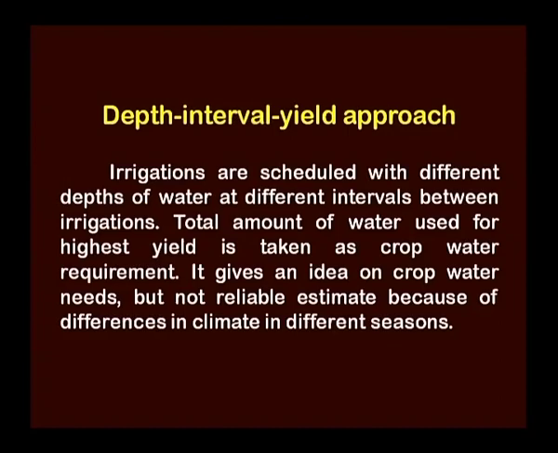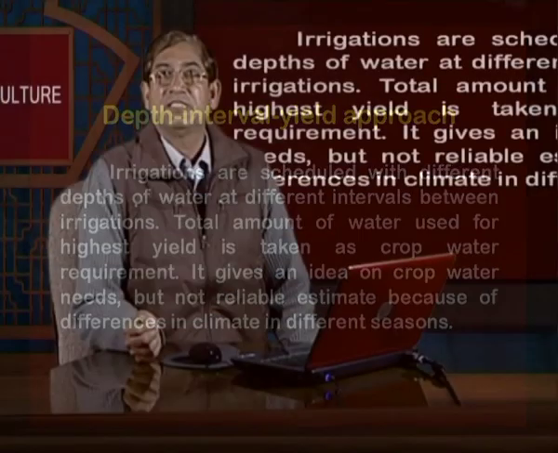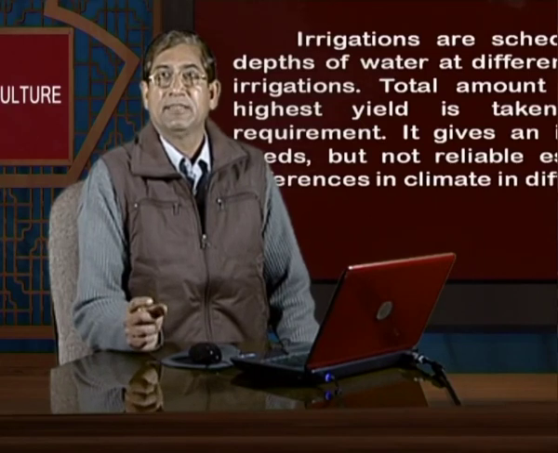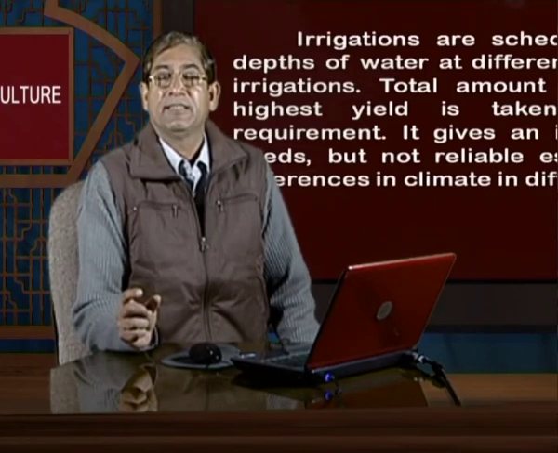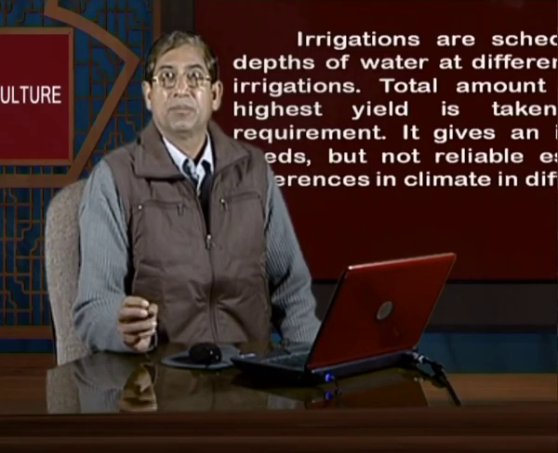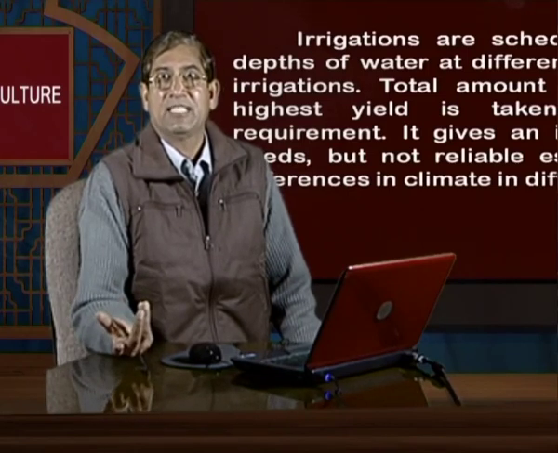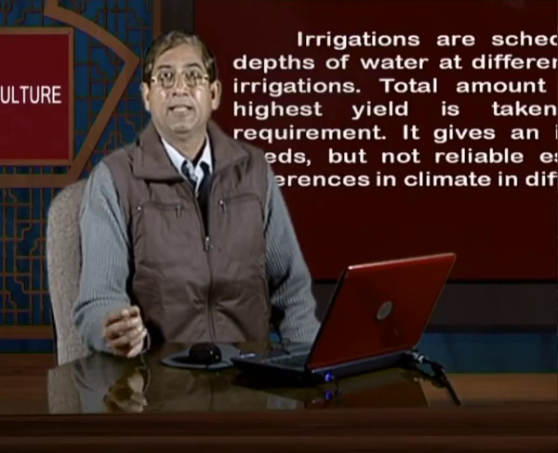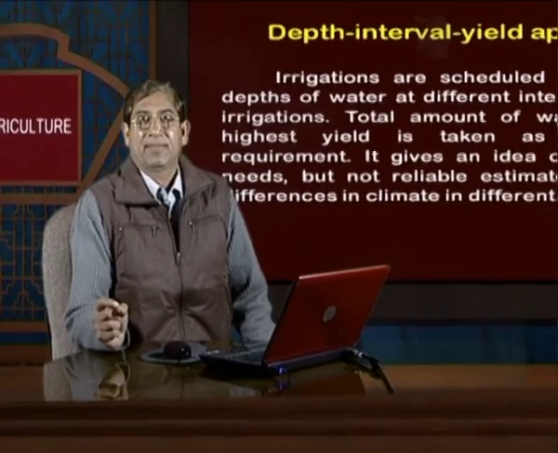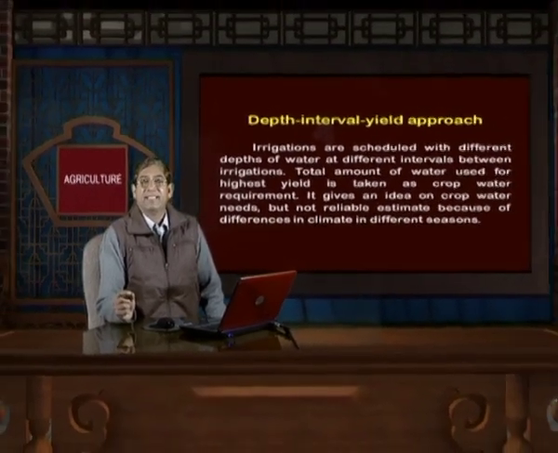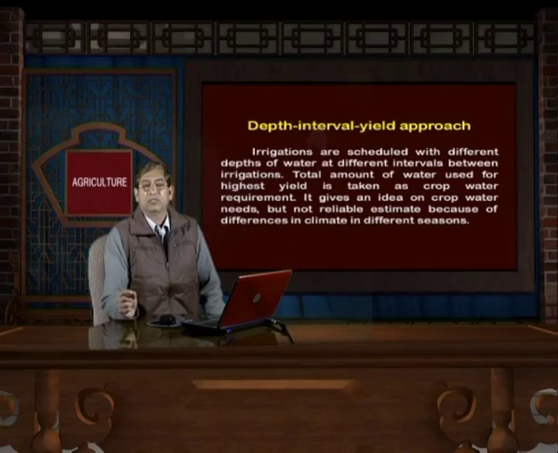As we know, the climate differs from season to season. Sometimes there is more temperature in the same season, sometimes less temperature. Sometimes there is frequent rainfall, sometimes less frequent rainfall. So, the climatic conditions will vary from season to season, and on the basis of one season, one cannot take accurate values of water requirement. So, definitely there is this drawback in this method of determination of water requirement.